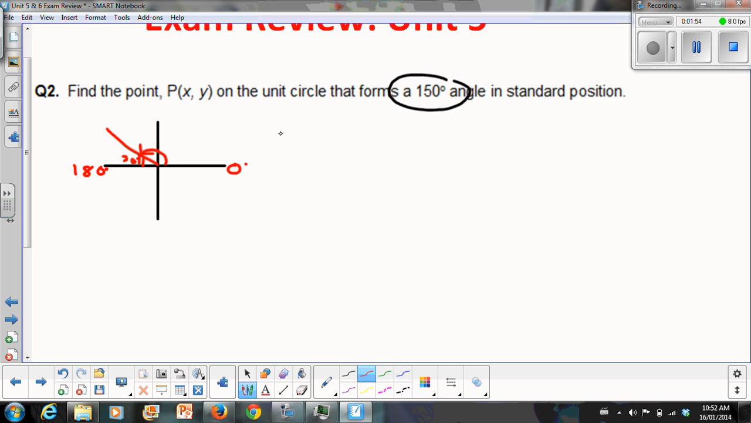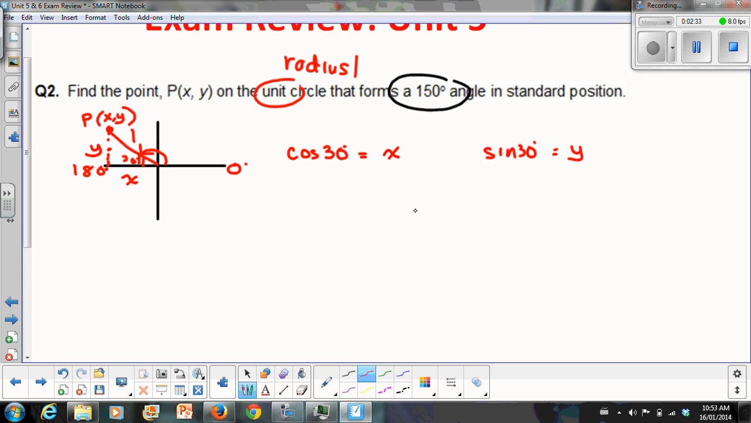the terminal arm with the x-axis that creates a right triangle that has an x value on the adjacent and a y value on the opposite, creating the point at the end of the terminal arm, xy. Because this is the unit circle, that means that we have a radius of 1, and therefore we have a right triangle with a radius of 1, and using the Pythagorean theorem, we can find x and y. The cos of 30 degrees is the adjacent x over the radius of 1, and the sine of 30 degrees is the opposite y over the radius of 1.